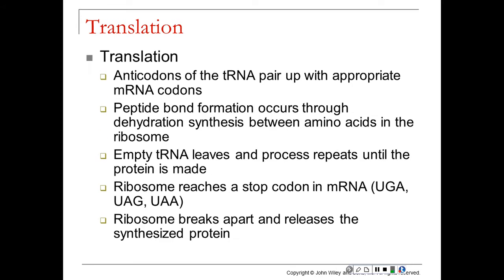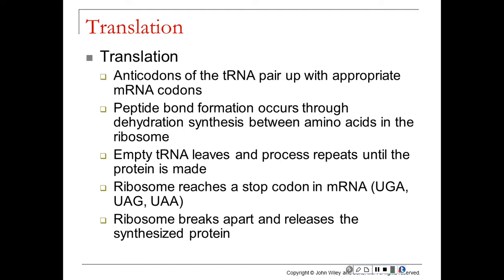So those anticodons on the tRNA pair up with the appropriate mRNA codons, and there's a special bond that forms between the amino acids called a peptide bond. The tRNA, which has disposed of its amino acid, now leaves, and then another tRNA comes in for the next codon, and so on. Once the ribosome gets to the stop codon, which can either be UGA, UAG, or UAA, the ribosome is going to dissociate, the large and small subunits are going to break apart, and that newly synthesized protein is now ready to be finalized.